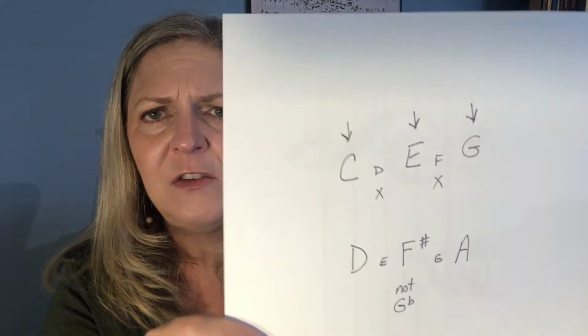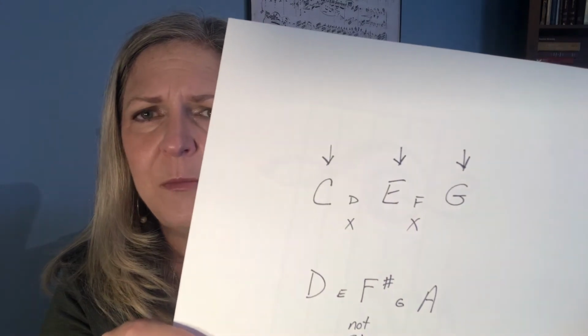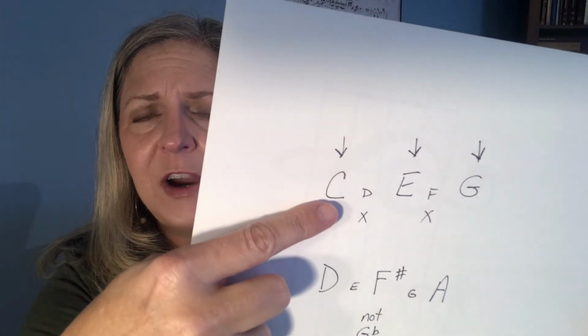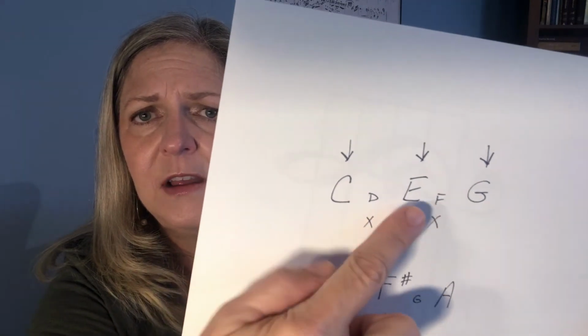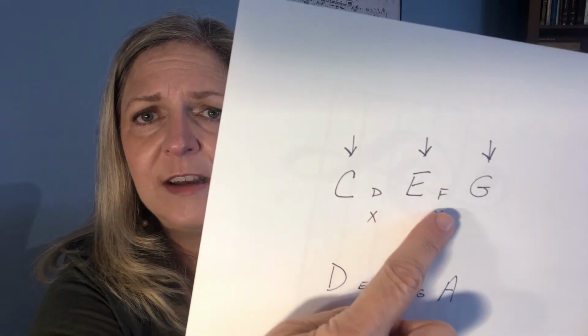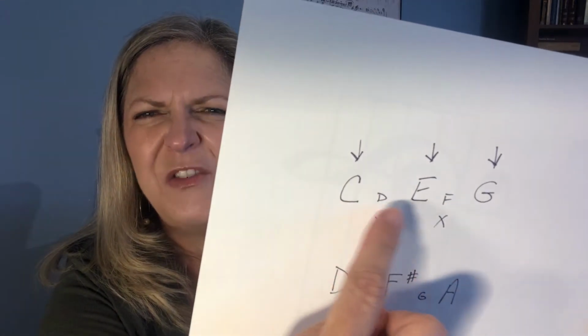Another thing that's important to remember is that triads are made by using skips in the alphabet. So if our root is a C, we have to skip over D. Our third will be an E. We have to skip over F. Our fifth will be a G. We always skip over just one alphabet letter.